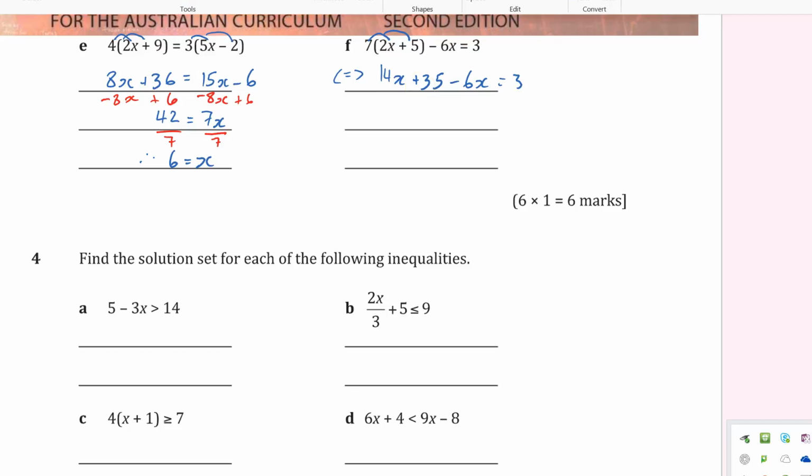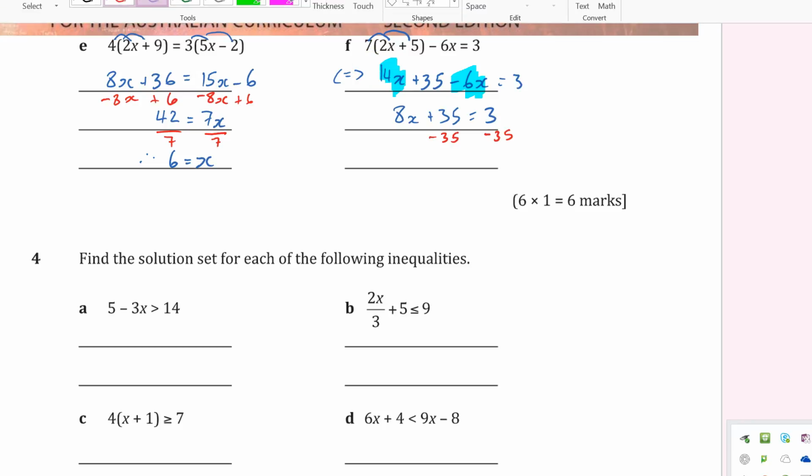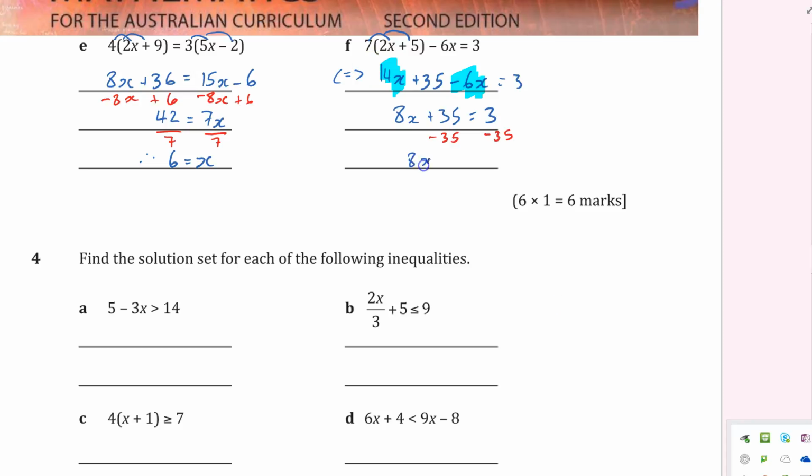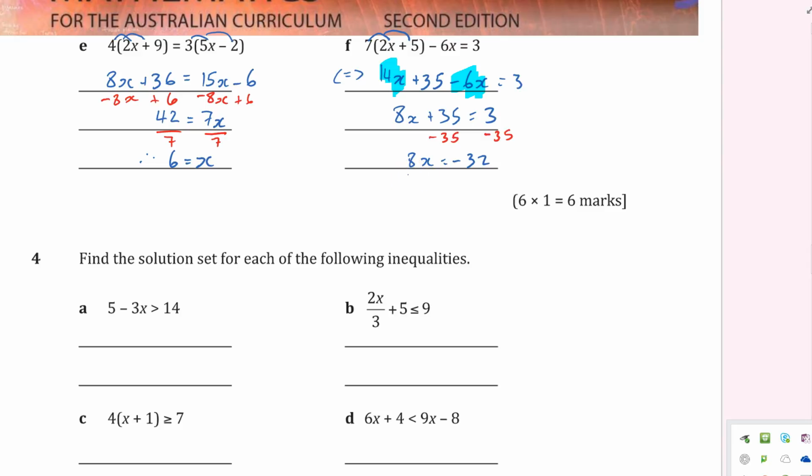Now what do? We collect our like terms. There's a 14x and a negative 6x. They are like terms. I'll go ahead and do that. So 14 minus 6, that's 8x plus 35 equals 3. Now the opposite of adding 35 is to subtract 35. I get rid of that bit next because that's got the least amount to do with my x. So I've got 8x equals negative 32. Final step, the opposite of multiplying by 4 is to divide by 4.